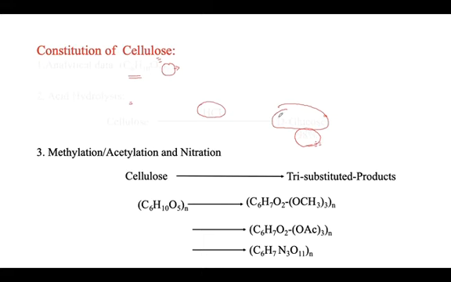The structure has been further elucidated when we are doing methylation, acetylation, and nitration. Whenever the cellulose has been methylated, nitrated, or acetylated, it has been found that tri-substituted products have been obtained. So what does it mean?